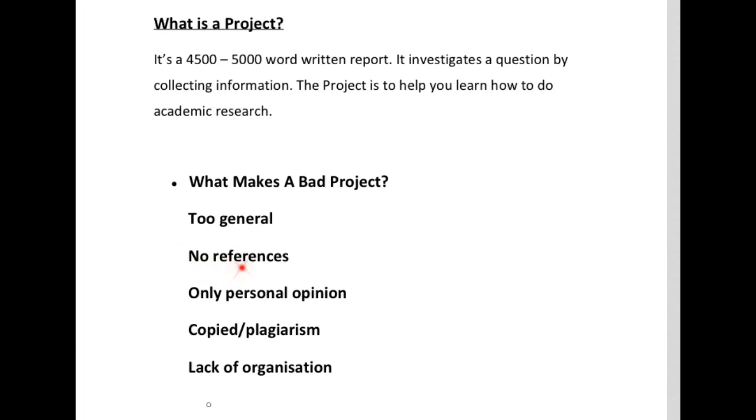It's an academic piece of work, so you need references. You need to learn how to reference using APA. If you don't know how to do that, you can have a look at the University of Portsmouth library. There's a section on there which tells you how to do referencing using the APA method.